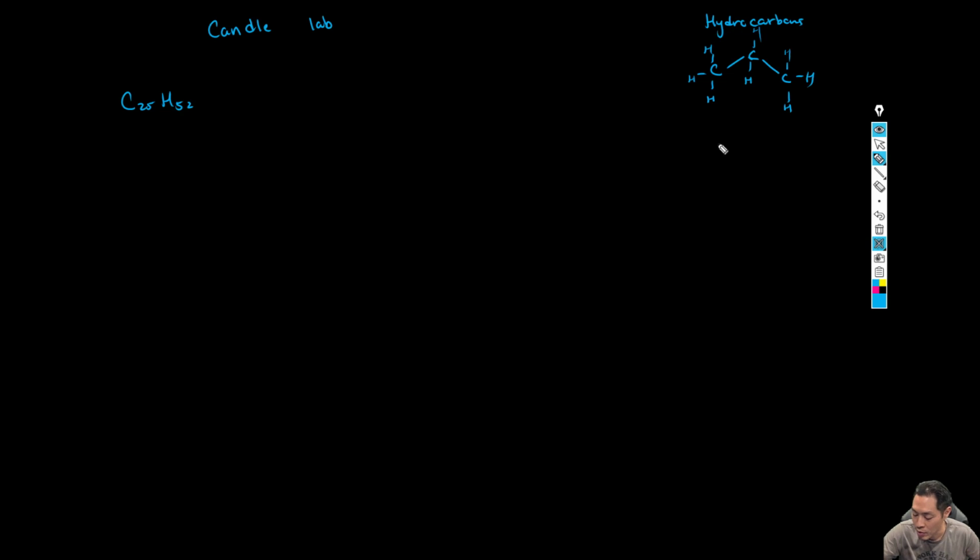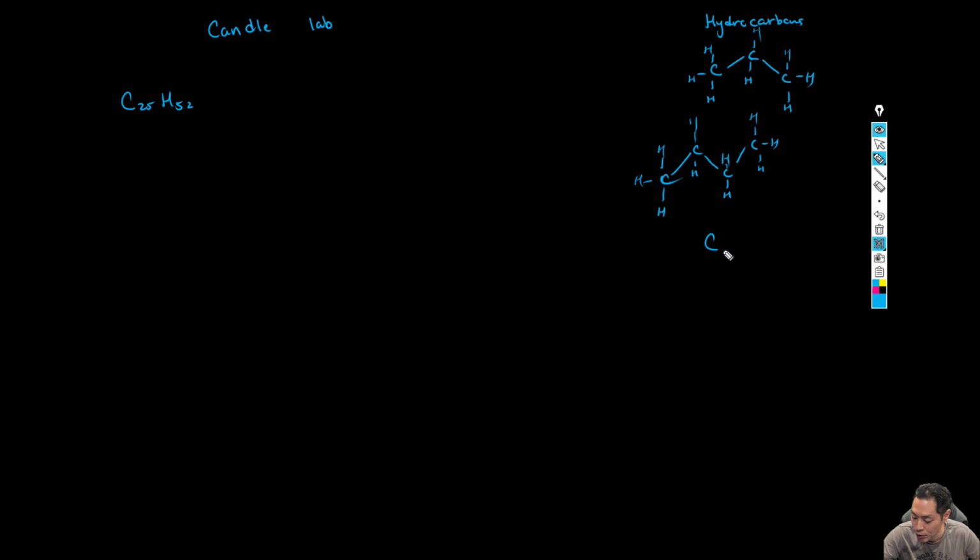If we have butane, which is 4 carbons, the middle carbons can only bond to 2 H's, and the end carbons can always bond to 3. So this pattern is always the same for hydrocarbons. The ends can bond to 3 hydrogens, the middle can bond to 2.